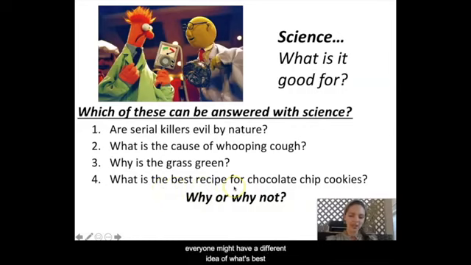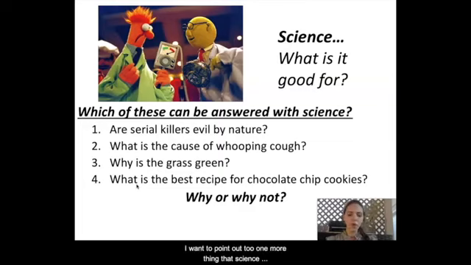This is a subjective question, right? Everyone might have a different idea of what's best. Science tries to be objective, not subjective. So, as this is currently written, this would be difficult to answer with science. But you could rephrase this, right? You could ask something like, which recipe produces the most popular chocolate chip cookies? And that's something that could be answered with the scientific method.